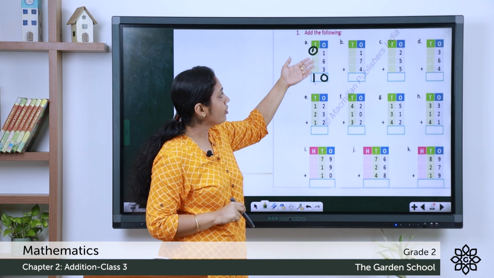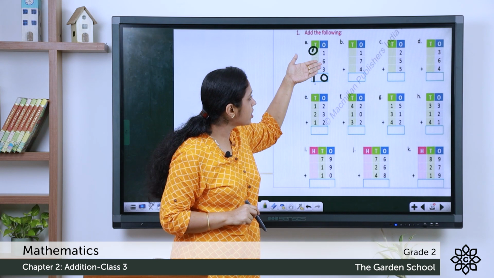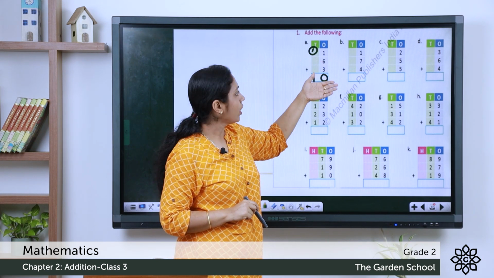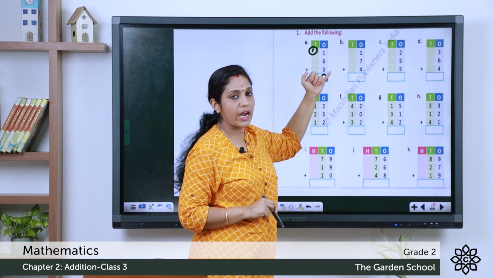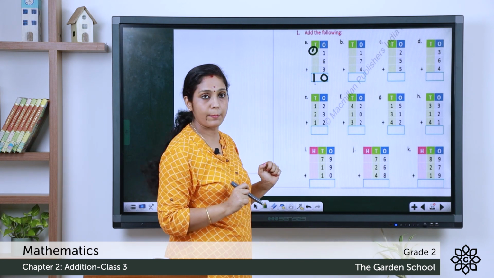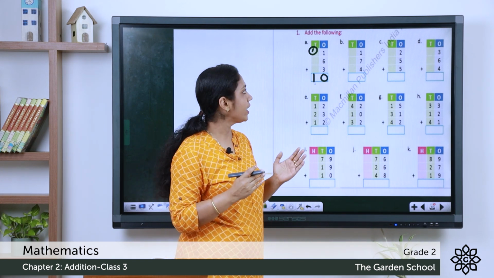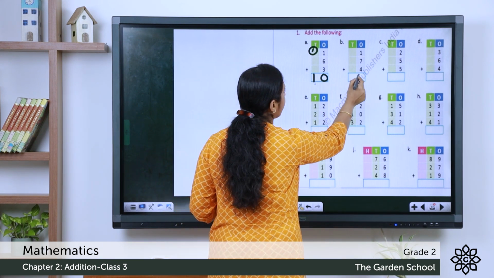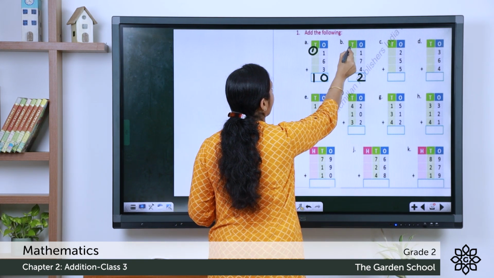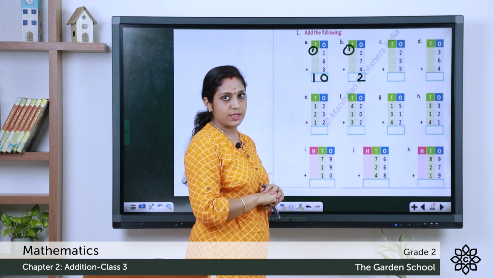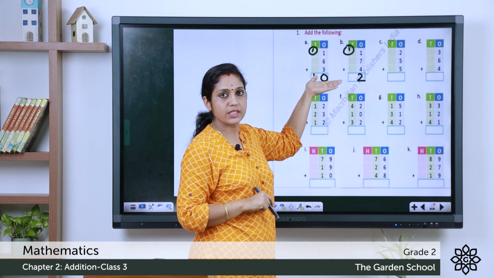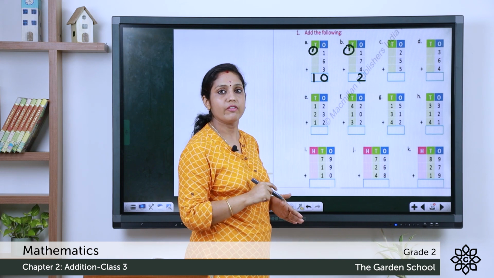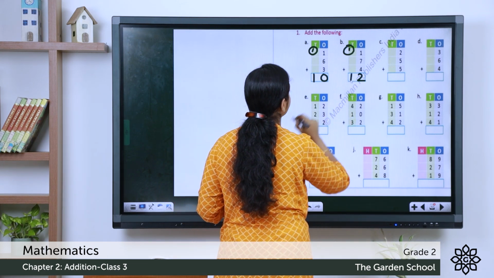Second question, we have 1 plus 7 plus 4. So how can we do that? First we need to add the first two digits, that is 1 plus 7, 8, and 8 plus 4 is 12. So we'll write 2 here in the ones place, and 1 we are carrying it over to the tens place. Then there are no other numbers in the tens place. We'll write it down, and we get the answer 12.